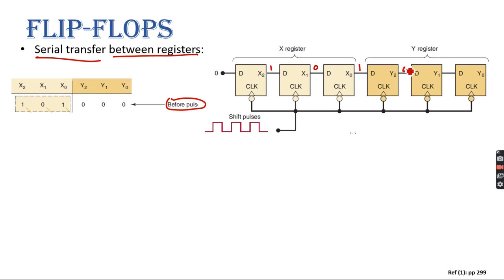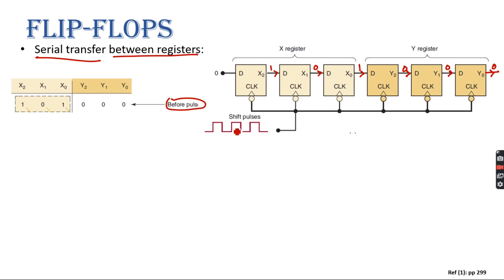So the output of this register would be 0, 0 and 0, right? So as you can see, is this serial transfer or parallel transfer? It's serial transfer, sir, because there is only one channel for data transfer. Yes, sir.